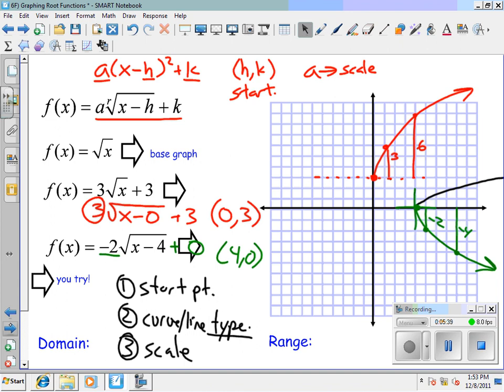So again, let's talk domain and range. For this one here, the domain is all x values bigger than or equal to 0. And in the range, notice it's moved up, so y values are bigger than or equal to 3. For the green function, we have a domain of x values bigger than or equal to 4. And then the range is y values less than or equal to 0, because it's upside down. So that's what we're looking for in that one.